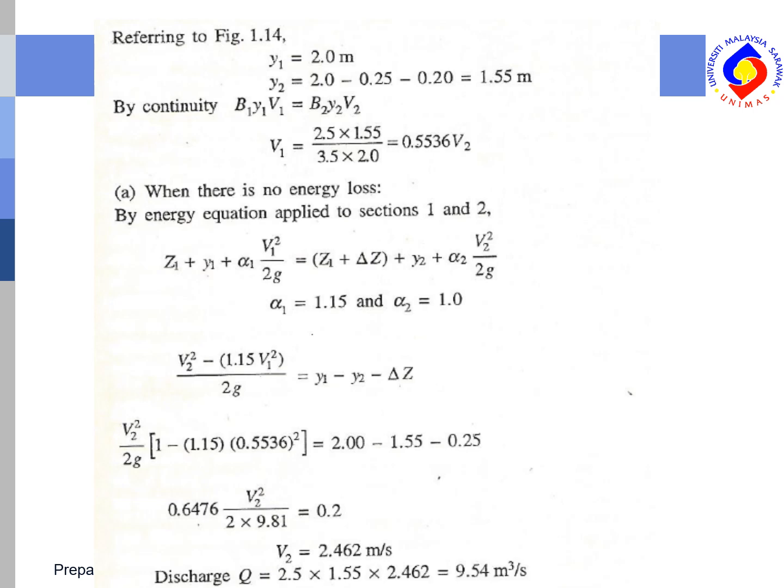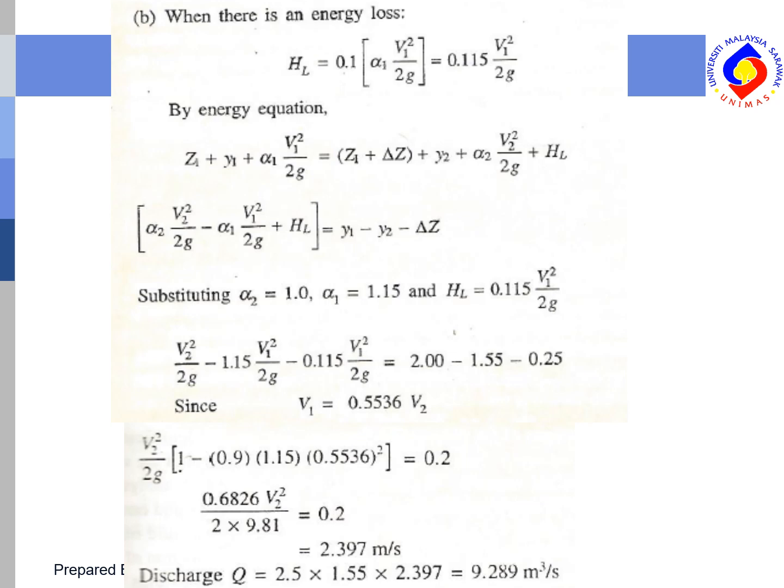If we put in the values, then we can get the expression of V2. From there, if we solve the equation, we get V2 equal to 2.462 meters per second. Hence, the discharge Q will be equal to 2.5 multiplied by 1.55 multiplied by 2.462, which is the V2 that we calculated just now. This will give you 9.54 meter cube per second.